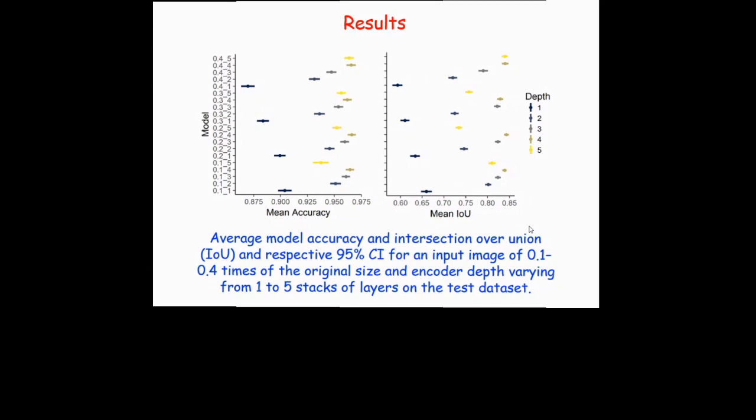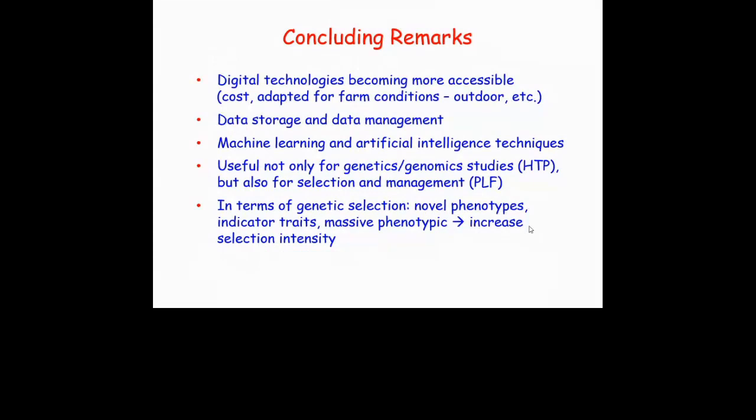Just to conclude, digital technologies, we have been using a lot in terms of research, and we see they are coming to the field as practical tools. As the cost goes down, we have many tools that we need to adapt to be able to use in farm conditions, where you have weather, and animals trying to get at the cameras or sensors. So you need to adapt these tools to be able to use with livestock, especially outdoors.